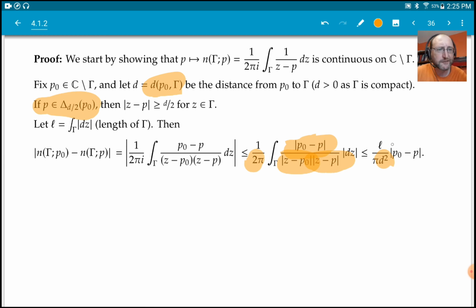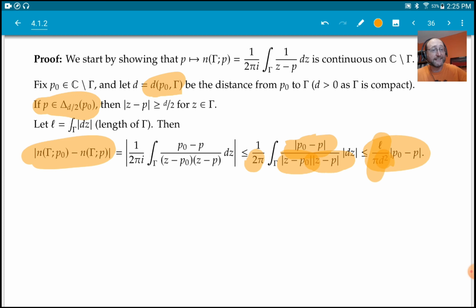So the 2 cancels, but that doesn't matter. This is just some constant, L, that just depends on the gamma, and D depends on P naught. So I'm fixing a point P naught, but then P is just anything in this neighborhood around it. And so now if you look at this, I have this guy bounded by this.